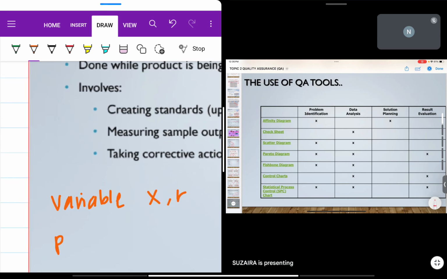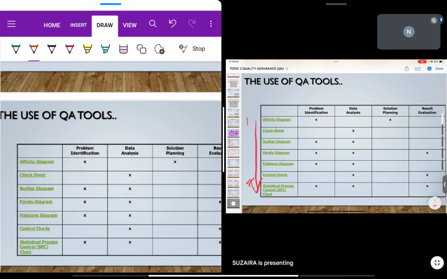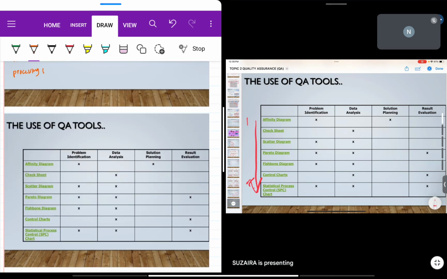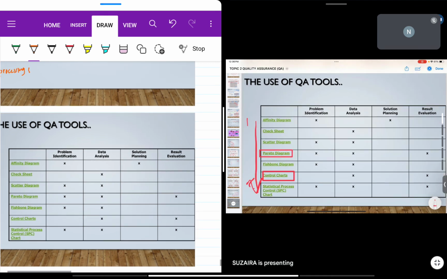So specific diagram, so specific tool, we have 7 here. Okay, number 1 to 7. So each will indicate the functions of tools. If you look at the Pareto diagram, the one that involved with the calculations and also control chart here. Okay, they are actually more towards the problem identification and data analysis. And last one is the result evaluation. So result evaluation and solution planning is more preventive measures that we need to take.